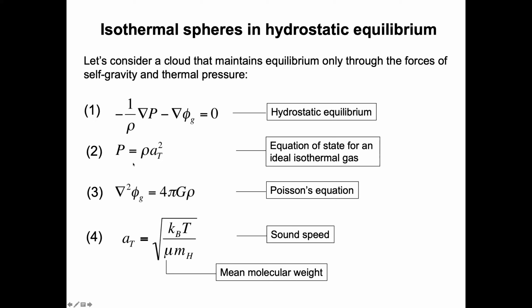P can be written, and this is a very important formula to remember: the pressure is the product of the density times the sound speed squared, because we said that we are just considering the thermal speed. And then here is the Poisson equation, where you have, again, the gravitational potential and the density rho, in grams per cubic centimeter.